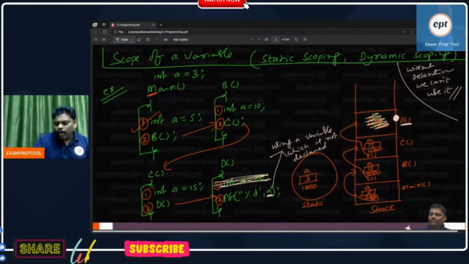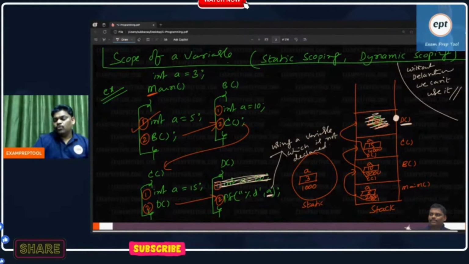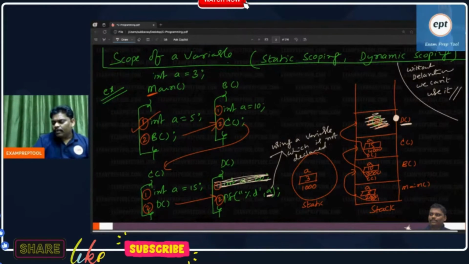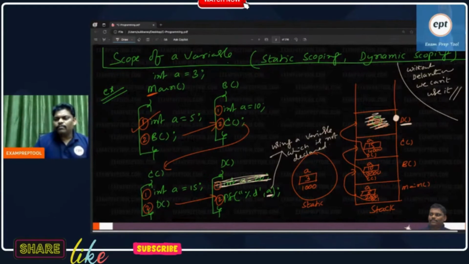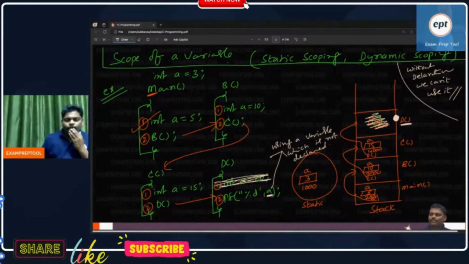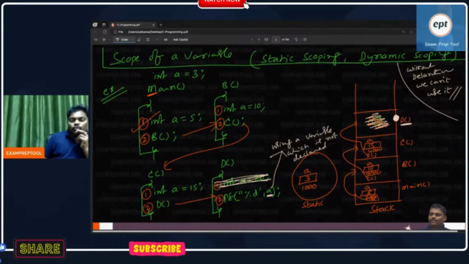Inside the D function you are, and you are using some variable which is not declared. So we don't know from where this A came. Without declaration, how can you use it? Can anyone help me now? Will it give an error or not? Without declaration, you cannot use it. If you use it, will it give an error?